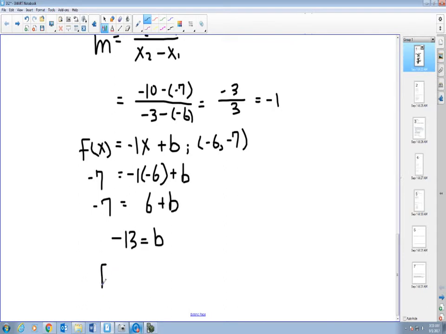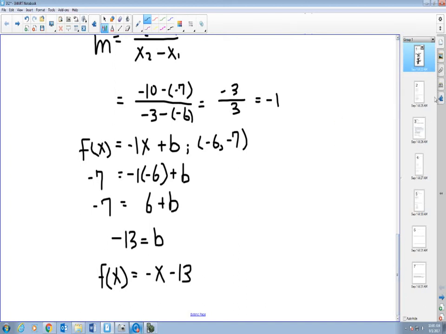Alright, therefore my linear function f of x turns out to be slope negative 1x minus 13. You cannot type in 1 in front of the x in Hawks Learning. It won't take it for some reason. Alright, so just a couple examples on the linear function. Most of us know about our linear functions.